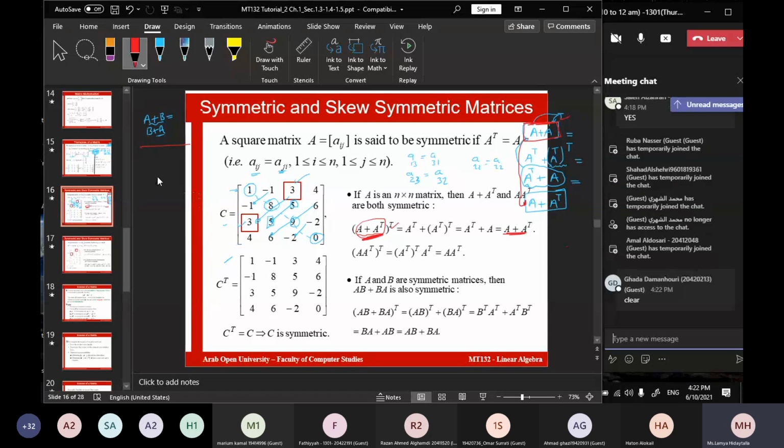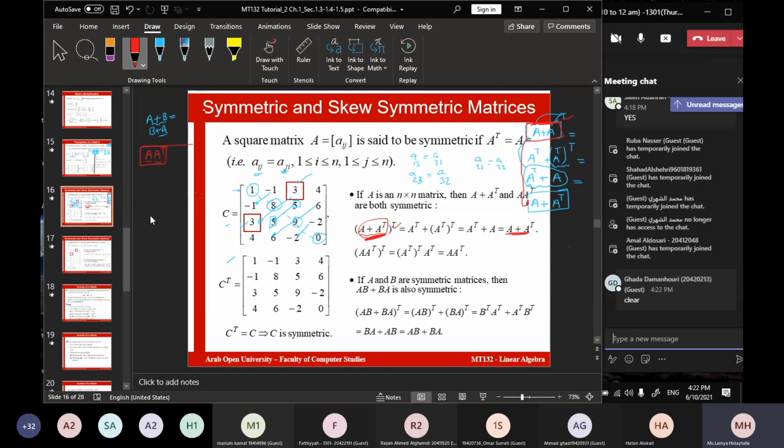Not only that, but also if we started from a matrix A and multiplied it times its transpose, it is a square matrix, okay? We started with A and multiplied times its transpose. So this new matrix is going to be what? Also, it will be symmetric. That means the transpose of this matrix should equal the matrix itself.